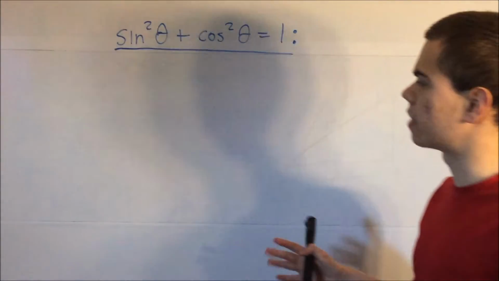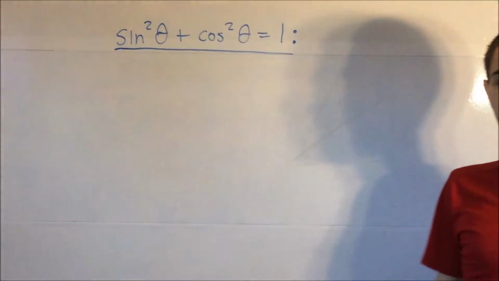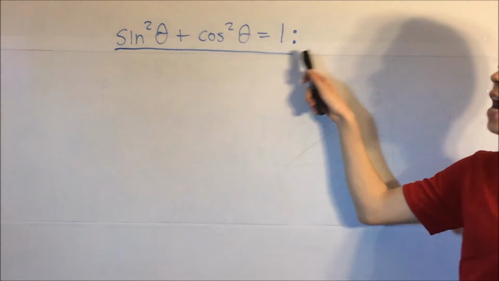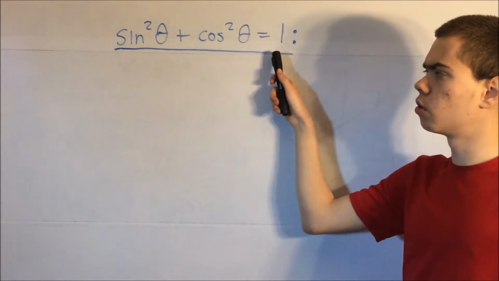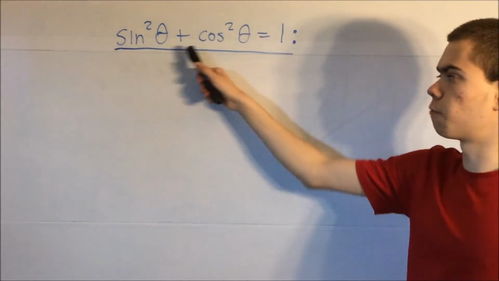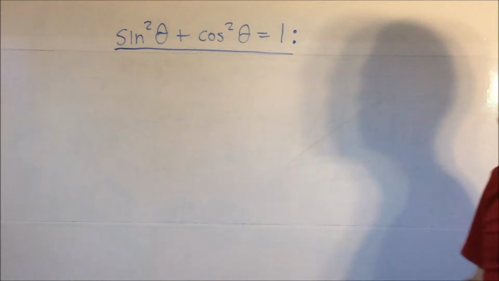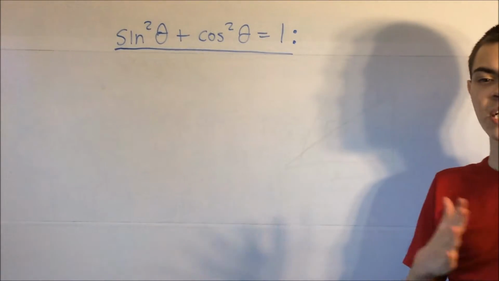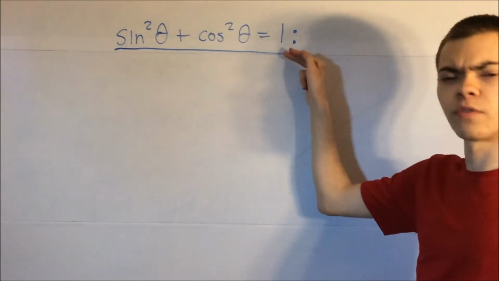Sine squared of theta plus the cosine squared of theta equals 1. This is true, but how do we know that this is true? Where does this even come from? Now, if you look at this for a little while, you might be thinking, wait a minute, this looks awfully similar to the Pythagorean theorem. So let's try using the Pythagorean theorem to figure out where this comes from.